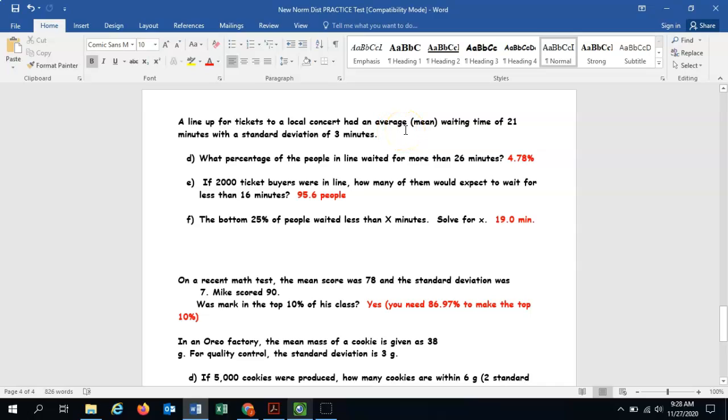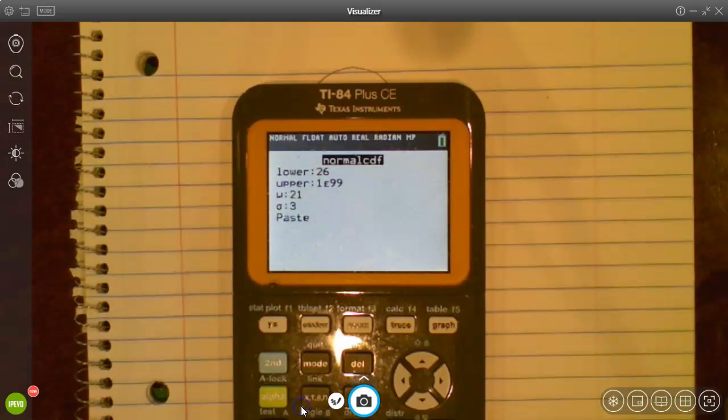So talking about this line waiting for tickets. The average is 21, standard deviation is 3. So what percent is greater than 26? So again, I'm going into normal distribution. So when it says greater than 26, I'm going to go from 26 towards infinity. My mean is 21. My standard deviation is 3. Here's what it looks like in the calculator.